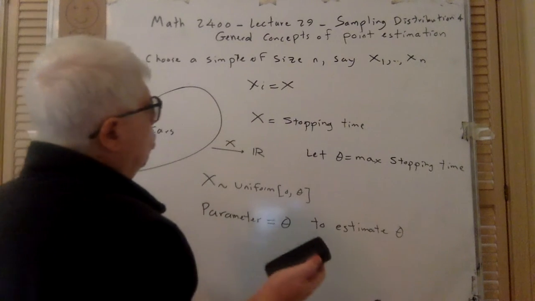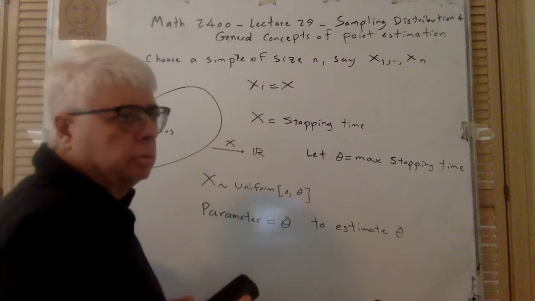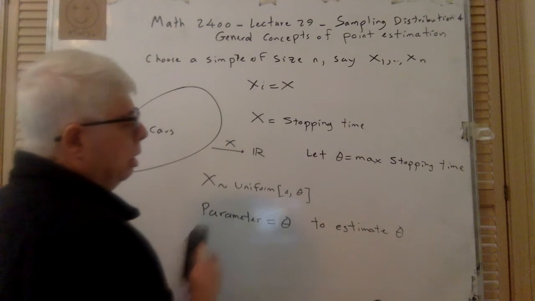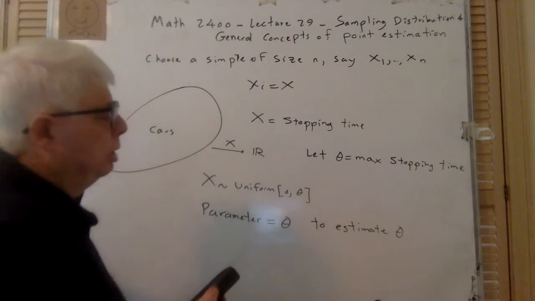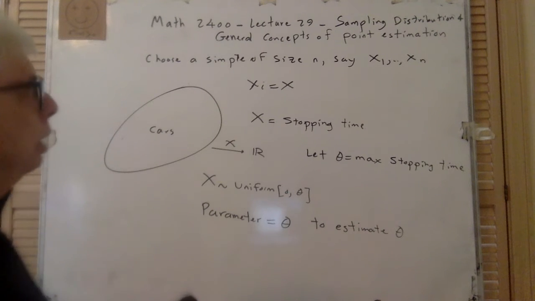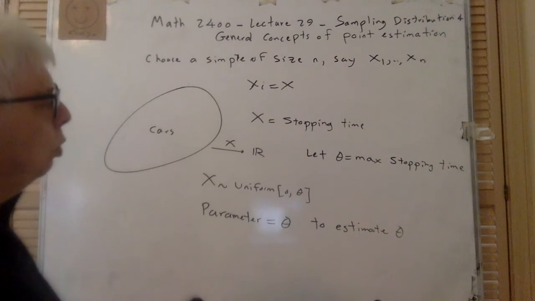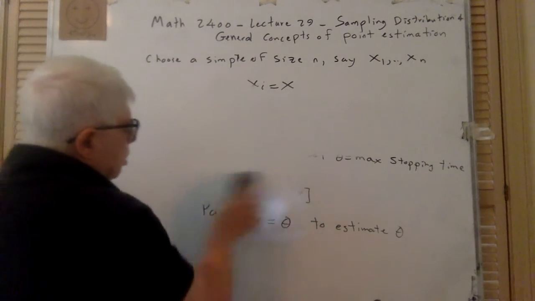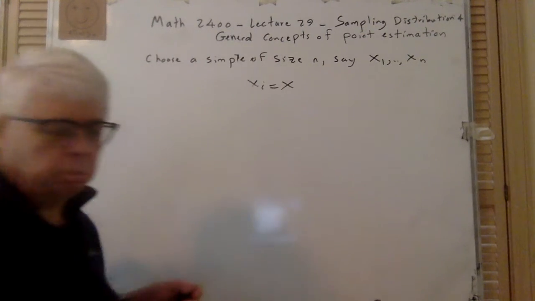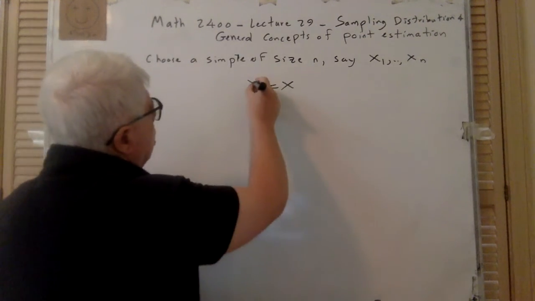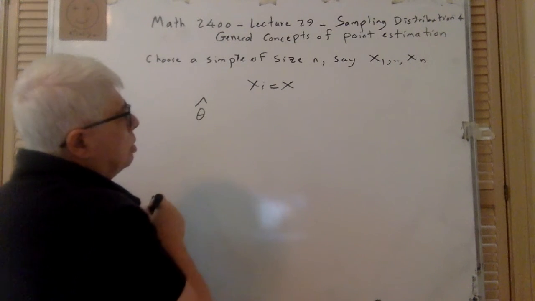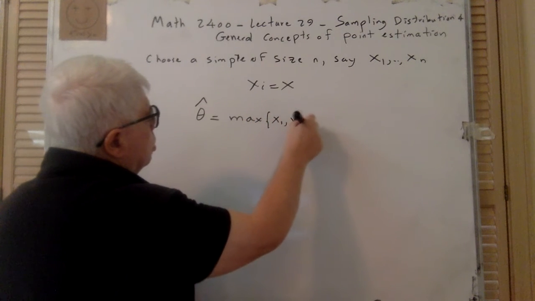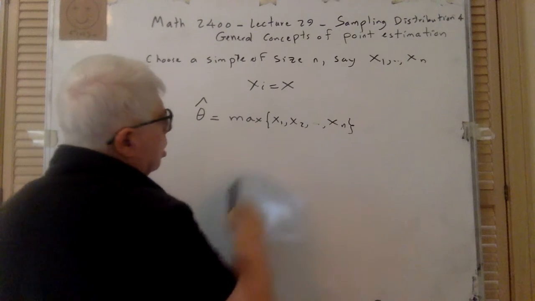Now what would be your estimate for this theta? You say, okay, well, I know this theta is the real maximum stopping time. But I don't have the whole data in hand. So what I do is, I have a sample of size n. So I just go with the maximum of this. It makes sense just intuitively to say, why not say that theta hat, which estimates theta, is in fact the maximum of these xi's, x1, x2, up to xn. Which means what?